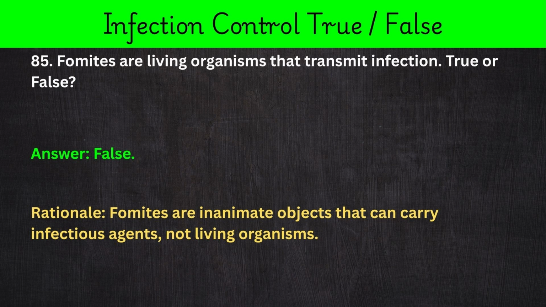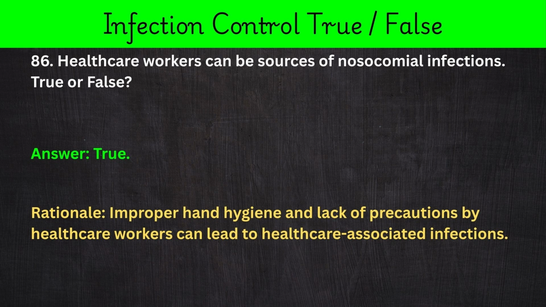85. Fomites are living organisms that transmit infection. True or false? Answer: false. Rationale: fomites are inanimate objects that can carry infectious agents, not living organisms. 86. Healthcare workers can be sources of nosocomial infections. True or false? Answer: true. Rationale: improper hand hygiene and lack of precautions by healthcare workers can lead to healthcare-associated infections.